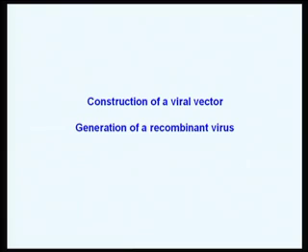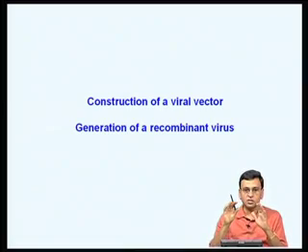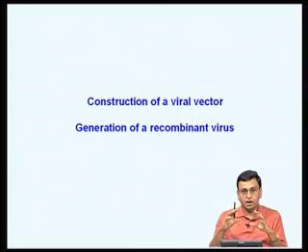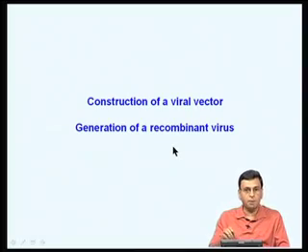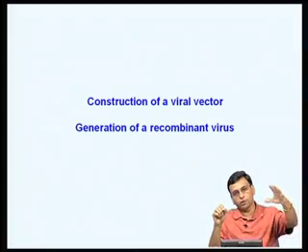So the focus is going to be on how you construct a viral vector. So you have a viral genome which codes for a number of viral proteins. Now we have to take out some of the viral genes and put in your gene of interest, and this constitutes what is called the construction of a viral vector. Now once you have a viral vector, from this you have to generate what is called a recombinant virus, so that this virus can now go and efficiently infect your cell of interest.